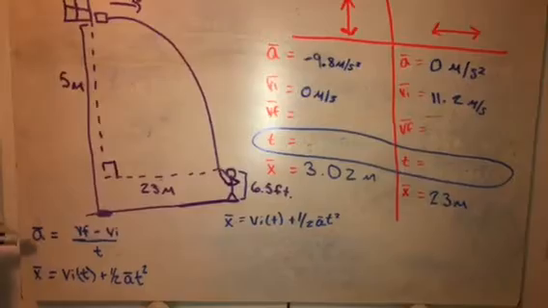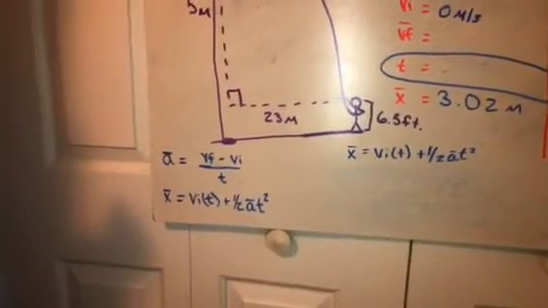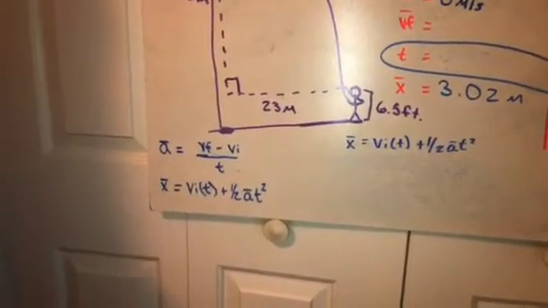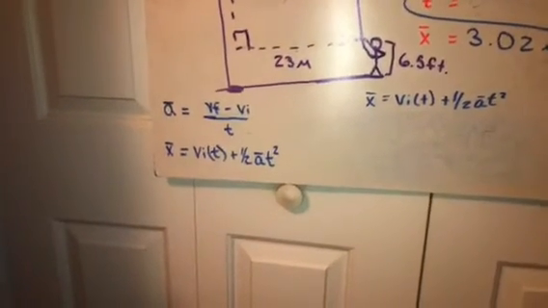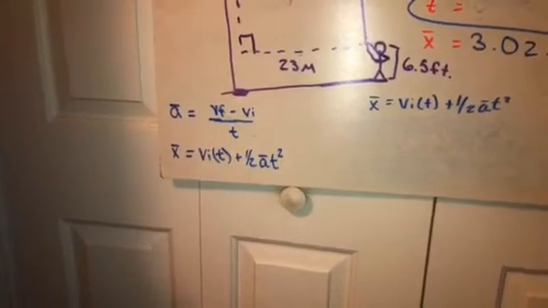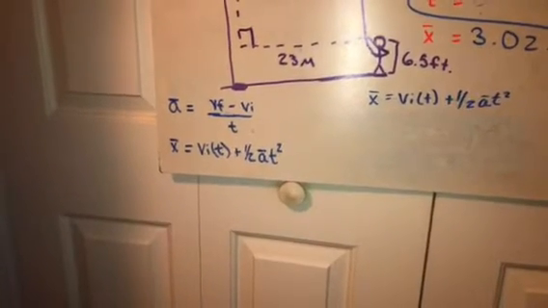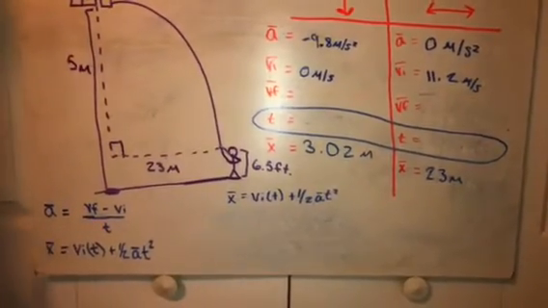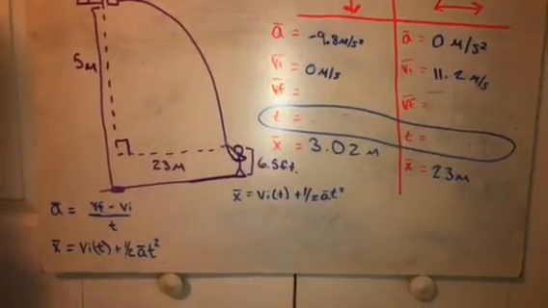So if we move to these two equations right here, these are the two equations that are commonly used in physics. First, acceleration equals final velocity minus initial velocity divided by time, and displacement equals initial velocity times time plus half of the acceleration times time squared. So, using our chart in these two new equations, let's look at both of them and figure out which equation would be best to use to figure out the time.